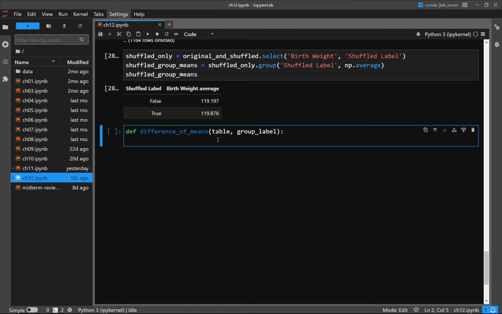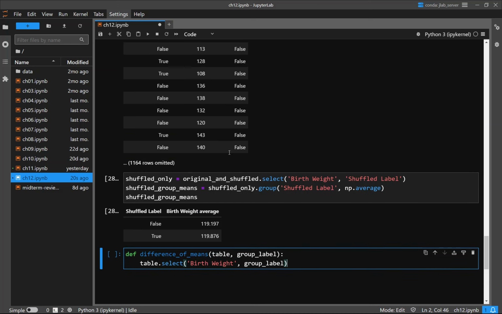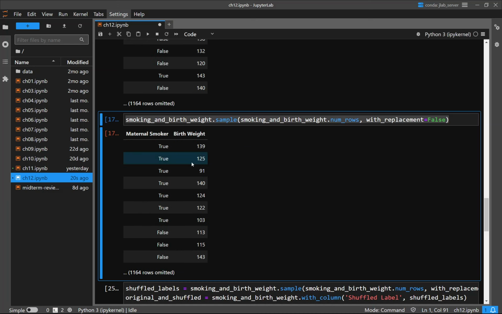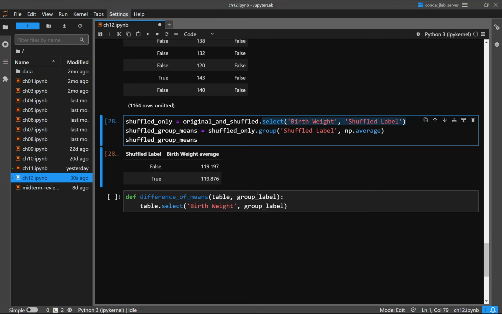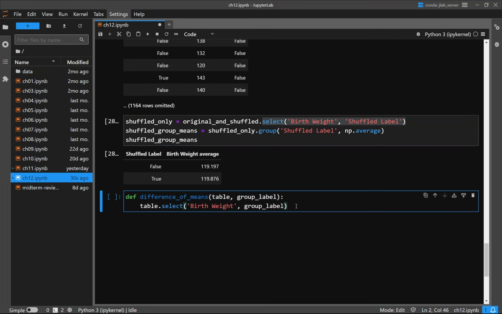Yeah, I guess I'll just type it out. We want that original table, so this is like our smoking table. We want to select out just the birth weight and the name of the group that we care about doing our aggregation by, at least. And so that will give me something like just this one. It's shuffled only. That's kind of the one that we did here. We selected out just the one with the shuffle label, but sometimes we wanted the maternal smoker, so we're keeping that a variable. So we get that. Let's call that my reduced table.